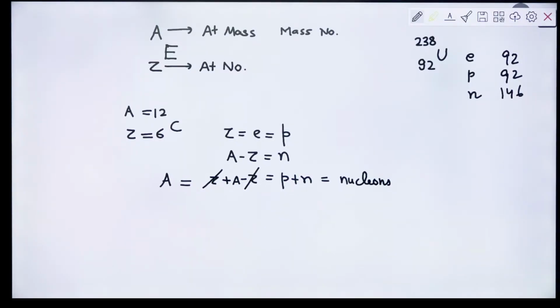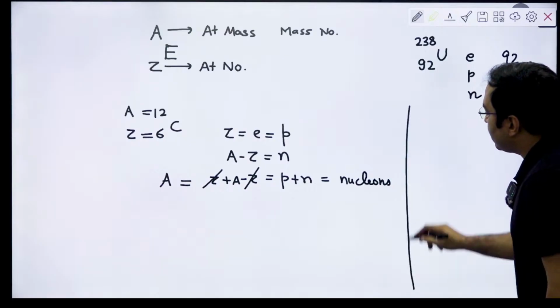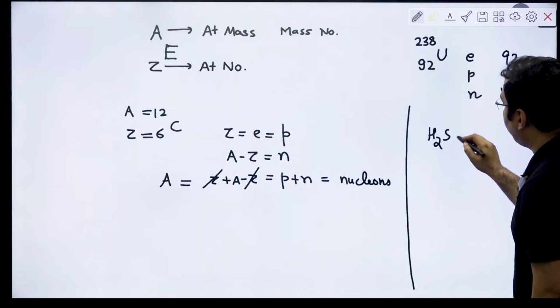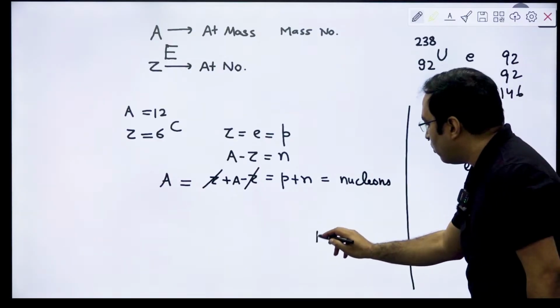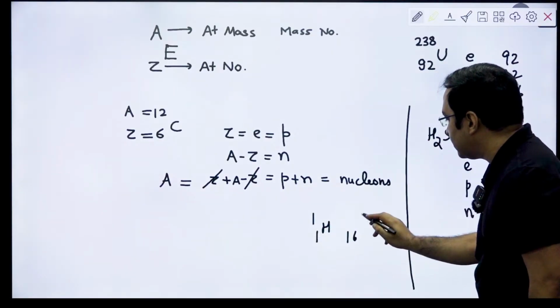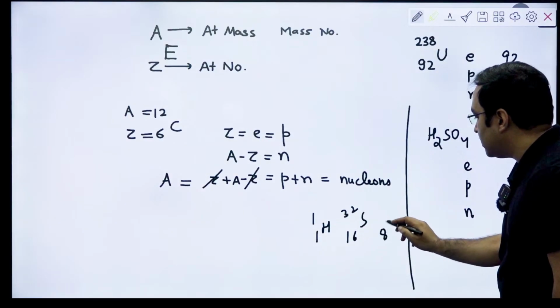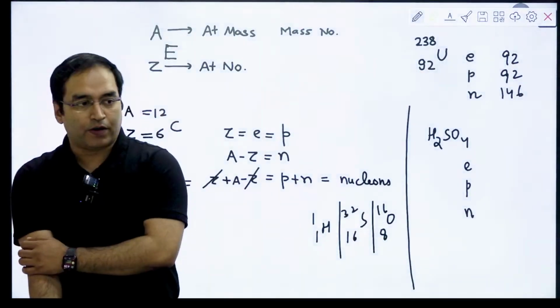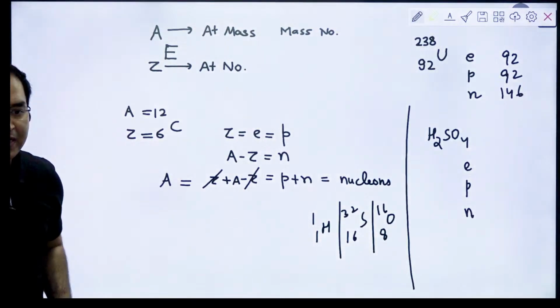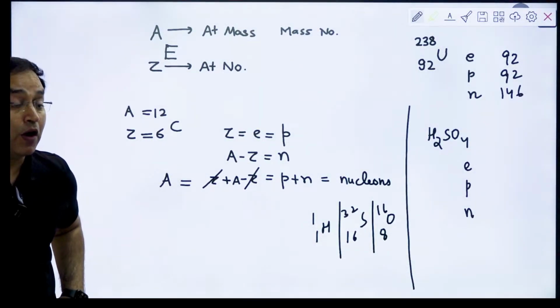Easy question. Now if I ask the same question for H2SO4, find out EPN. What's the answer? Hydrogen is given as 1H1, sulfur is 16S32, oxygen is 8O16. Try. करिए, solve करिए. Melinda, is it clear? Now I'm asking for one molecule of H2SO4.